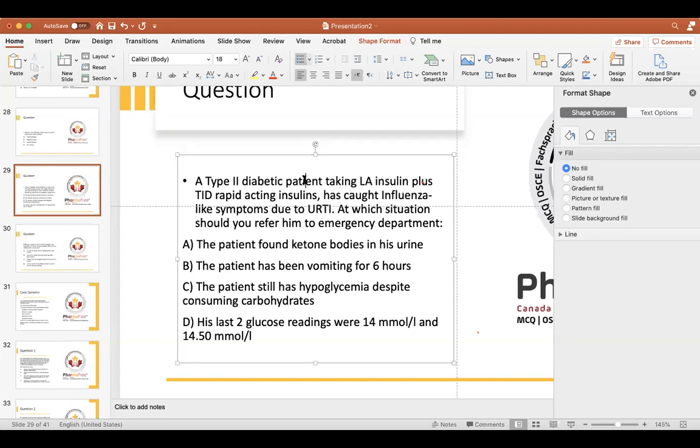Clear? So what is the answer here? It's number C, right? Yes, sir. The answer is C. Okay? You got it?